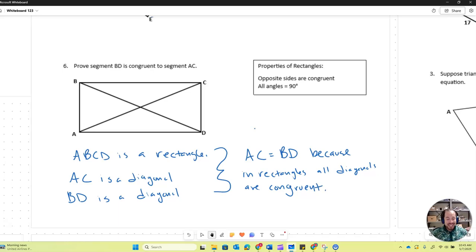So instead of just going through and proving these triangles to be congruent, which we could do using corresponding parts of congruent triangles, I think it's easier just to utilize the fact that this is a rectangle. Since they tell us this is a rectangle, we're going to use that property of rectangles. Make it as easy as possible on ourselves.